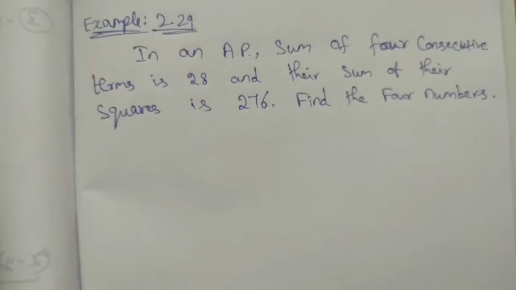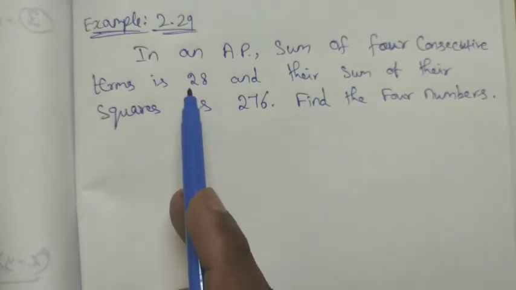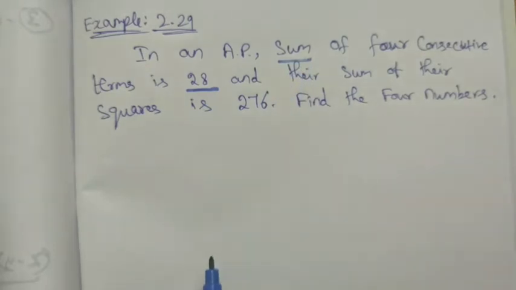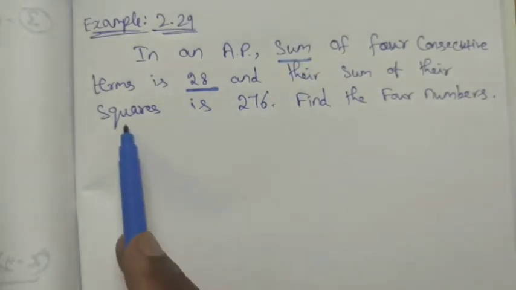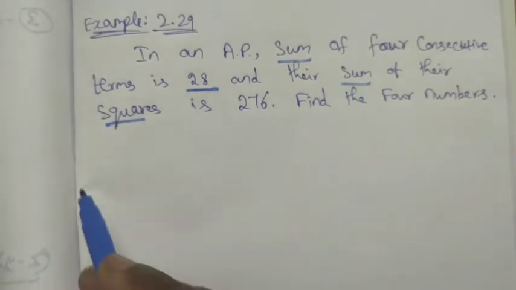Hi students, class 10 example sum 2.29. In an AP, the sum of 4 consecutive terms is 28 and the sum of their squares is 276. Find the numbers.